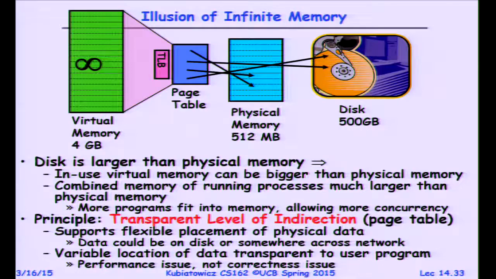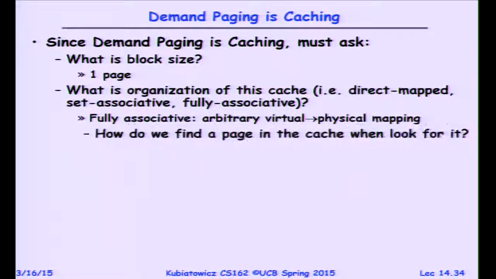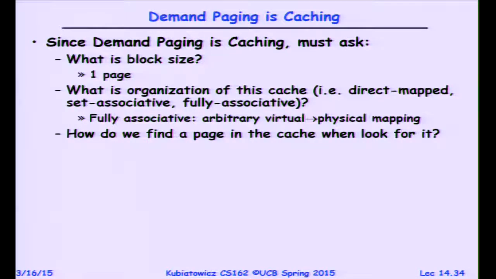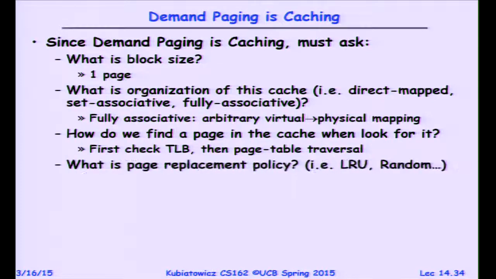Okay. So it's fully associative. How do we find a page in the cache when we look for it? Remember, in the fully associative case, we had a whole bunch of hardware comparators that we compared with the tags of the cache lines, and we looked that up in hardware. How do we find a page here? What's the process of finding it? Don't think too hard. Look it up in the page table. Good. First check the TLB, and then the page table. Yes.